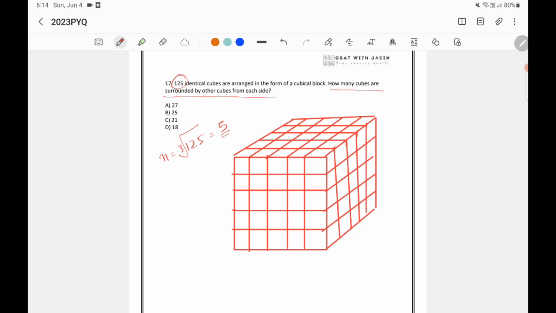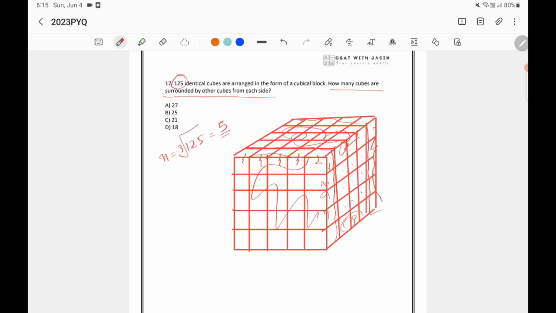Okay, so here the question is how many cubes are surrounded by other cubes from each side. So you need to remove these cubes. These are outside cubes, so just remove them. I have to remove all these cubes and all these cubes, and then the top ones as well. So how many will be remaining? 1, 2, 3, 4, 5, 6, 7, 8, 9 inside.